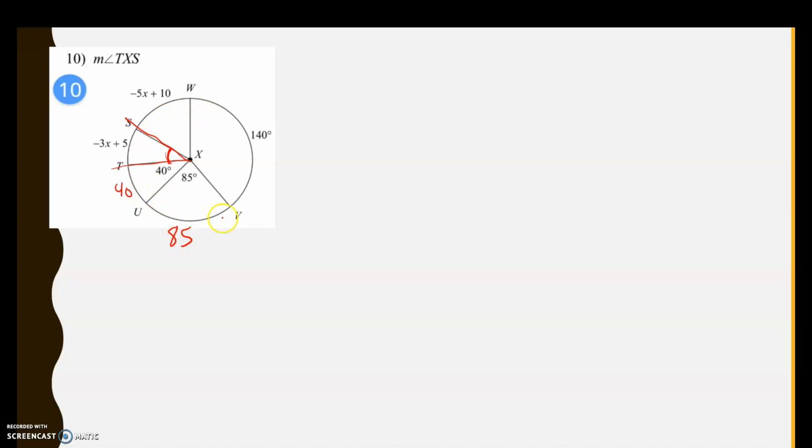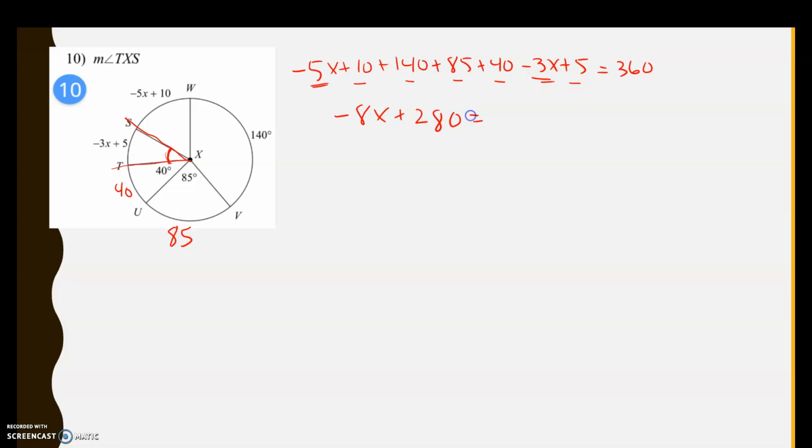So now you have all the measurements around your circle. All we're going to do is add these up. So negative 5x plus 10 plus 140 plus 85 plus 40 minus 3x plus 5 all together is going to equal 360. So we're going to combine our like terms here. Negative 8x, and then combining all of these guys, I'm going to get that to be 280 is equal to 360. Subtracting 280 from both sides, negative 8x is equal to 80, which means x is equal to a negative 10.